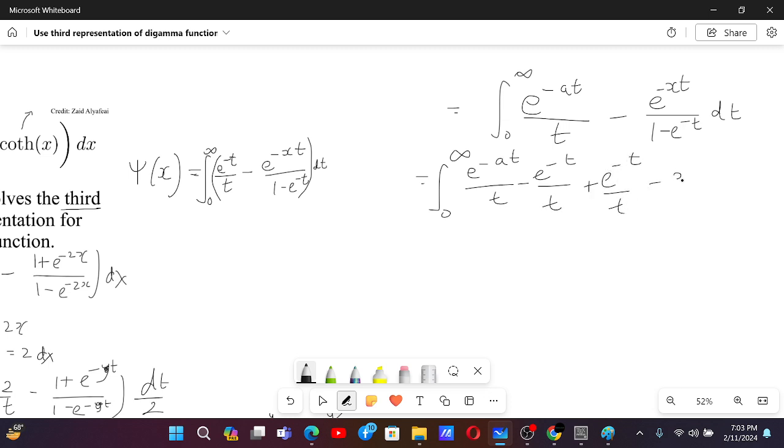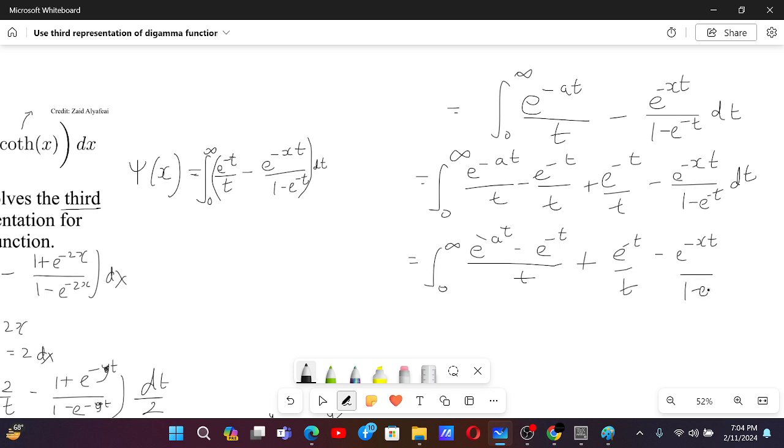Okay, now after this step what we can do is, this thing over here is just the Frullani integral. If you don't know what the Frullani integral is, I'll attach a video over here, you can watch that. Minus e to the power minus t by t, plus this over here, it will be e to the power minus t minus e to the power minus xt. This is by t, this is 1 minus e to the power minus t dt.